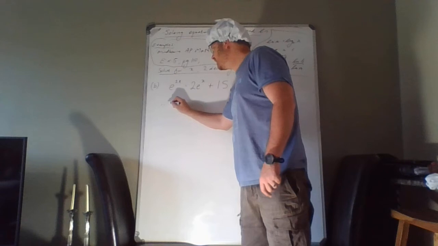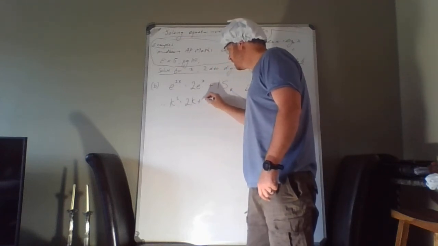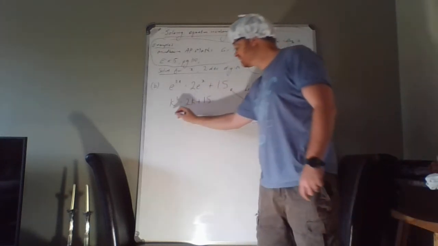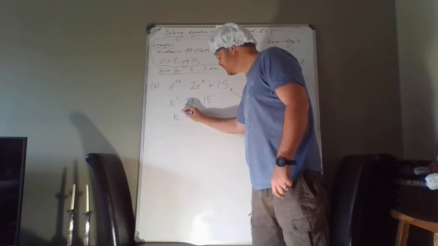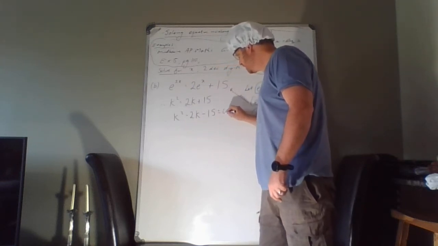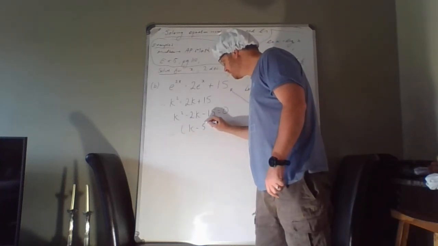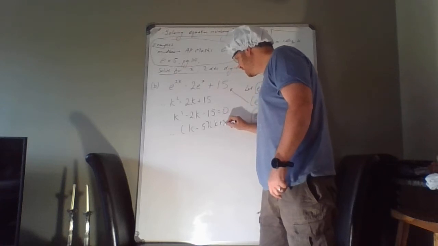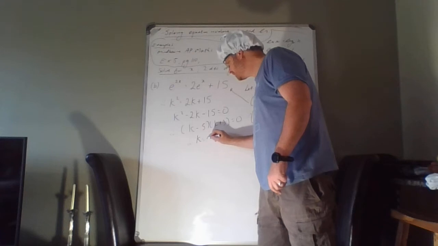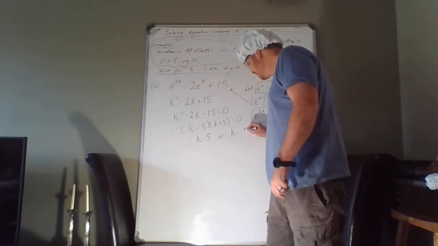So I get e to the 2x is k squared. So k squared is equal to 2k plus 15. Okay, move everything to the other side. And I get k squared minus 2k minus 15 is equal to 0. Factorize: k minus 5, k plus 3 is equal to 0. So therefore, k is equal to 5, or k is equal to negative 3.